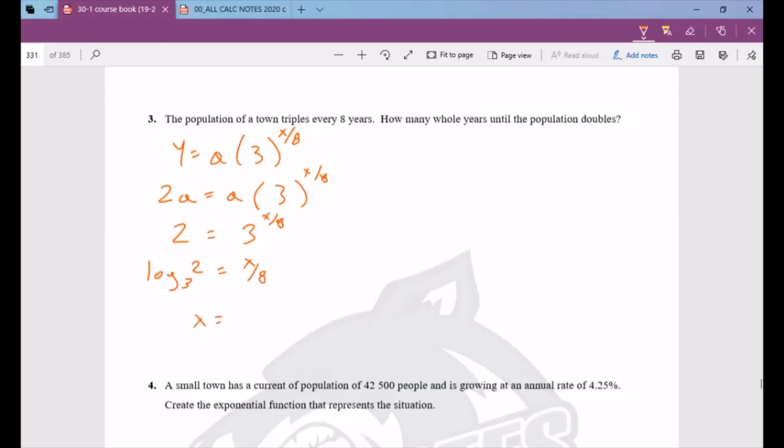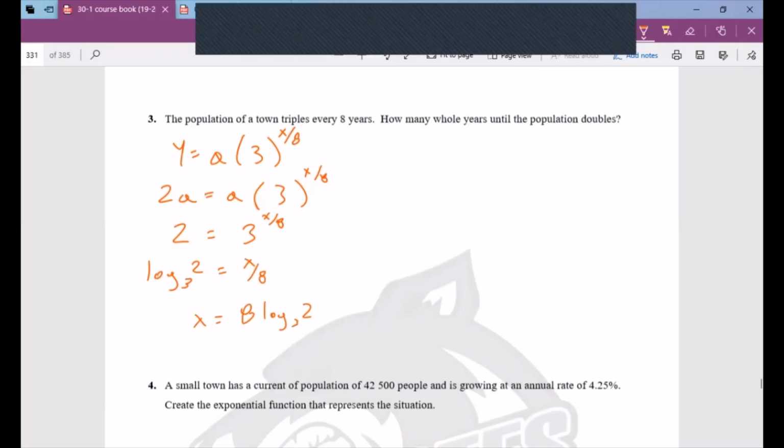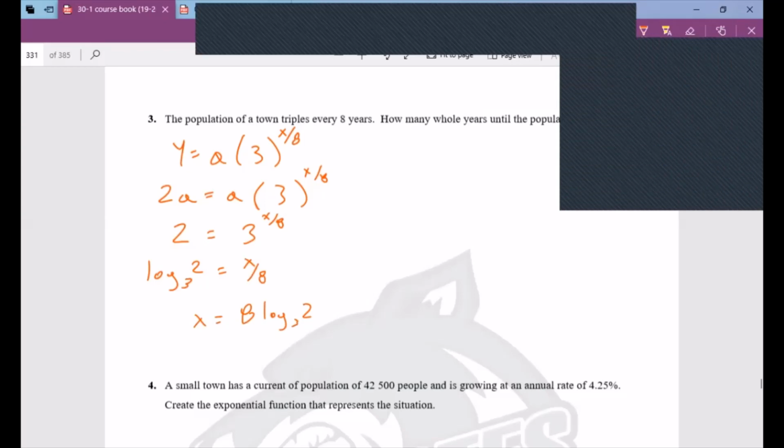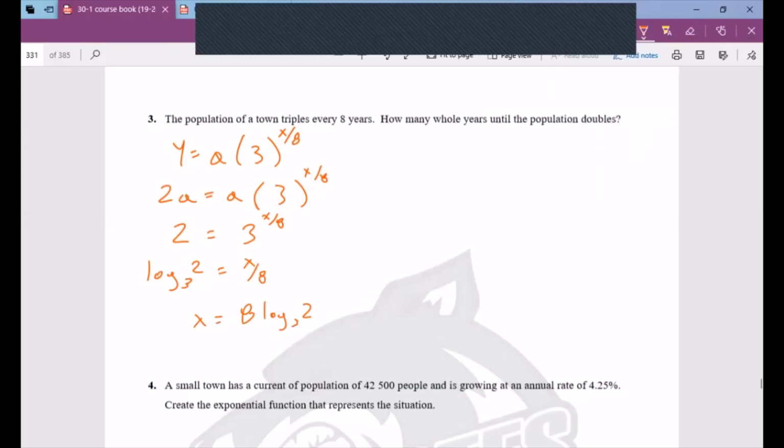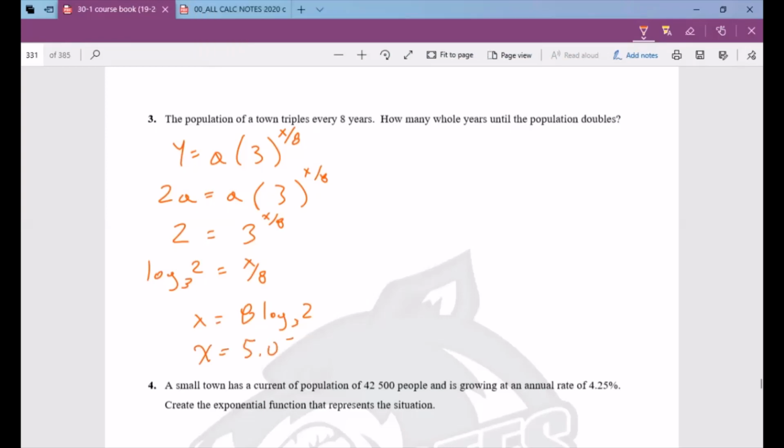And x is equal to 8 times the logarithm of 2 base 3. When we calculate this out, we get x is equal to 5.05. And that's in years.